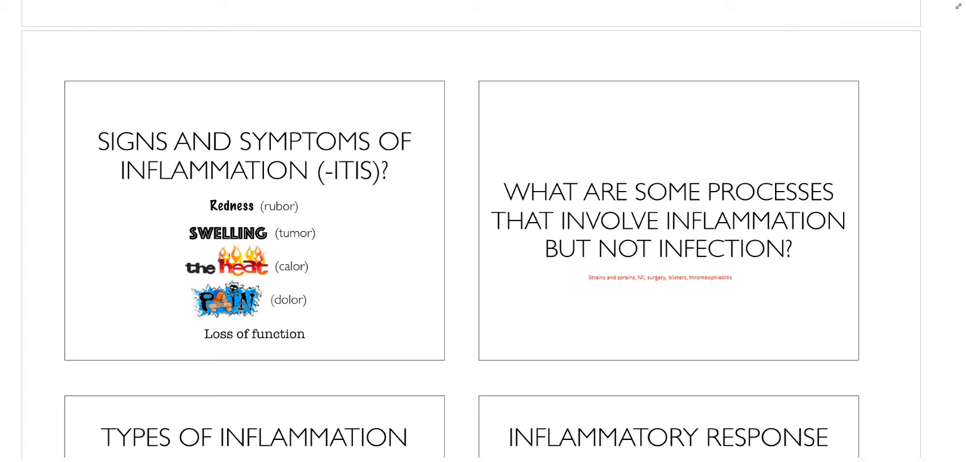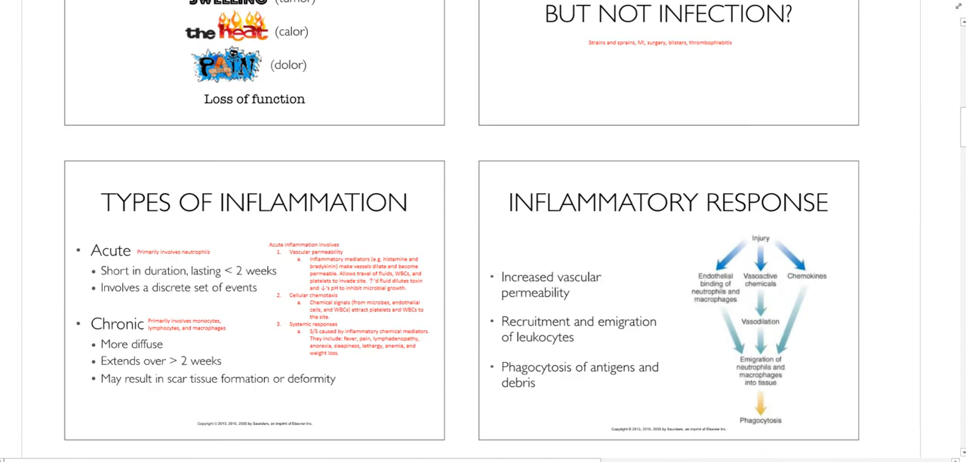So just because you have inflammation does not mean that we have infection. Typically, hopefully always, whenever we have infection, we will also have inflammation, but there are plenty of times where we may have inflammation but not infection, such as strains and sprains, myocardial infarction, properly performed surgery, blisters, thrombophlebitis.